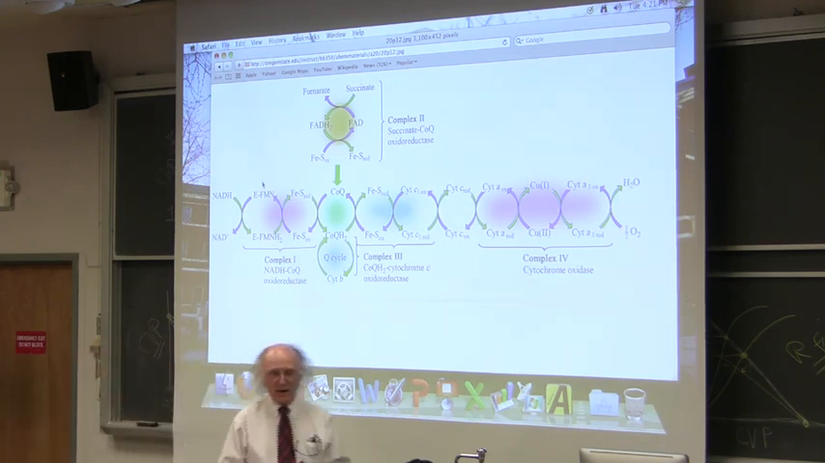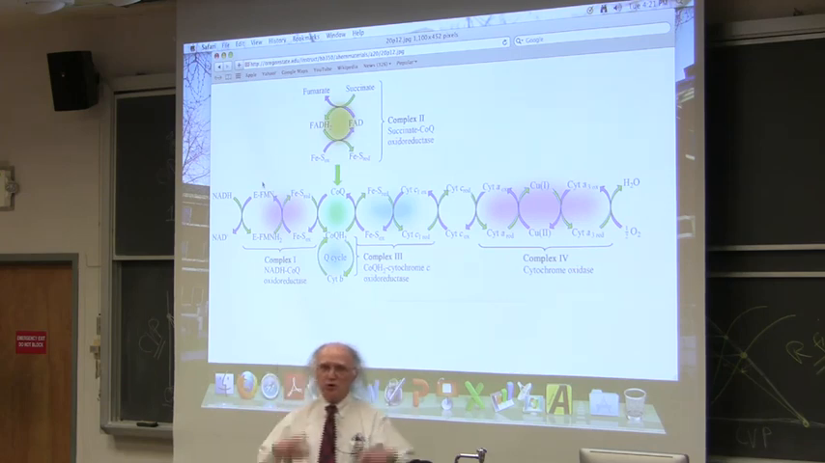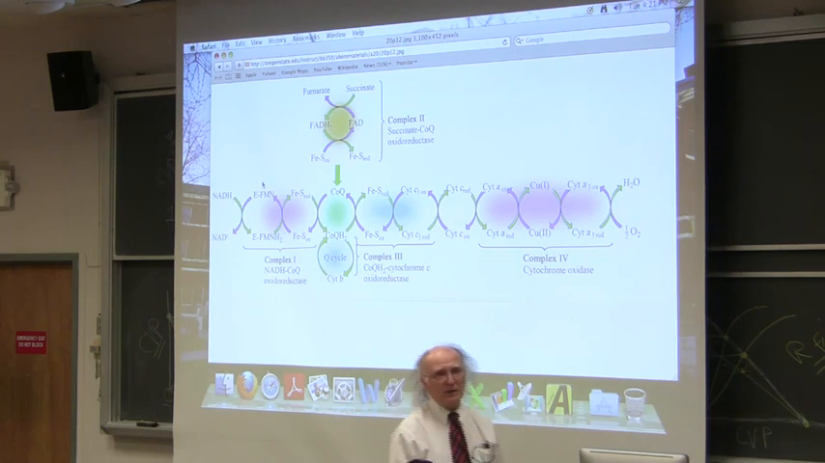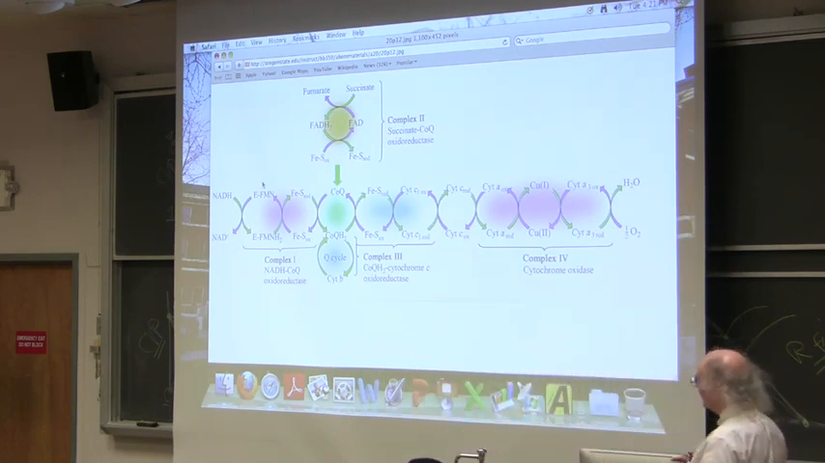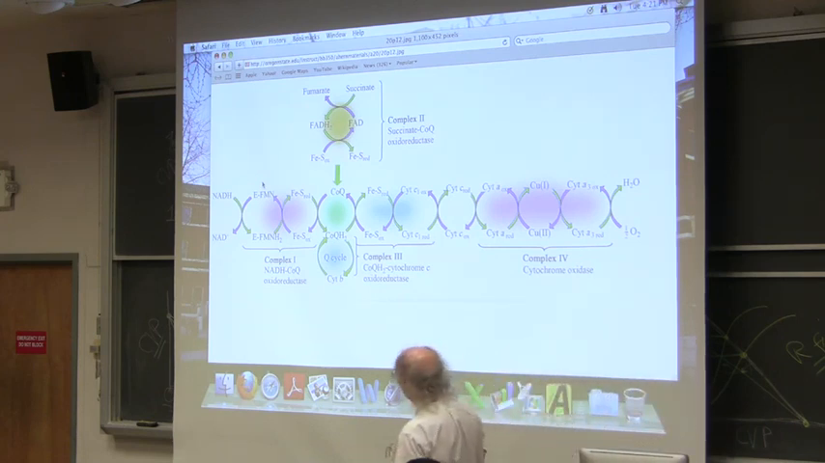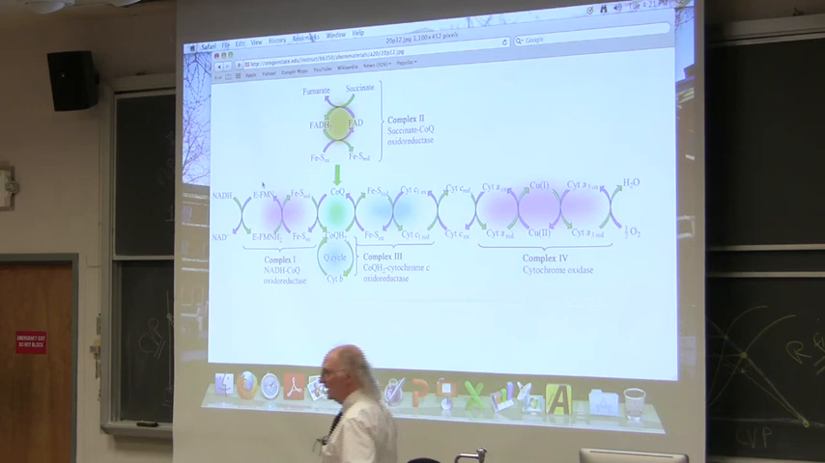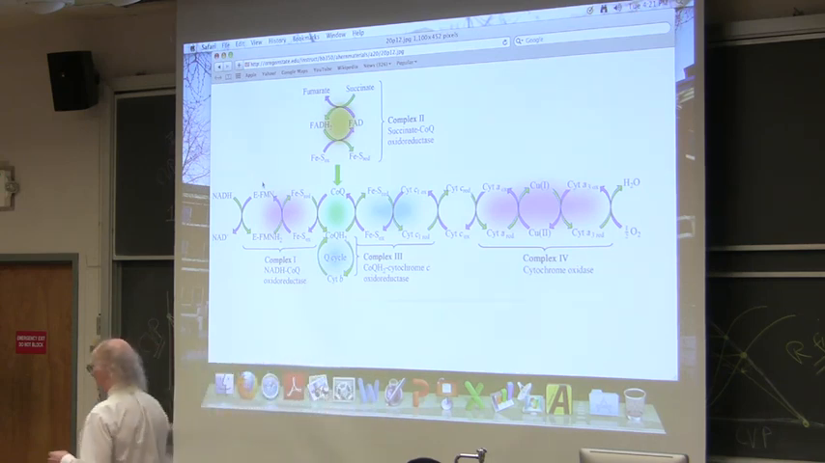Now, notice that we haven't made any ATPs up here yet. All we're doing is charging the battery so that later we can make those ATPs. But we're making enough charge that we can make 3 ATPs starting from the left side, 2 ATPs starting from FADH2 on the top. Everybody with me?